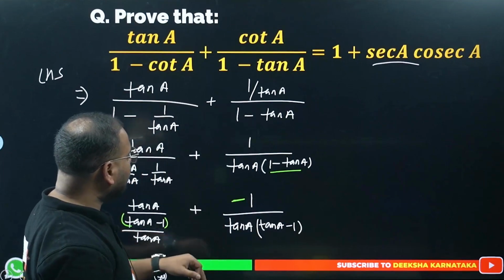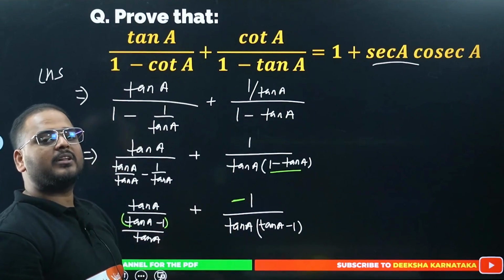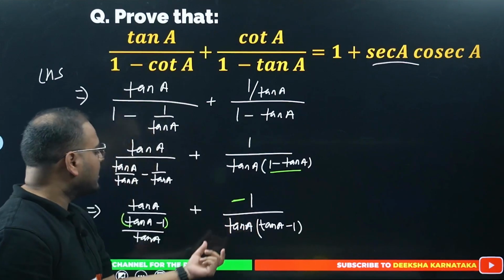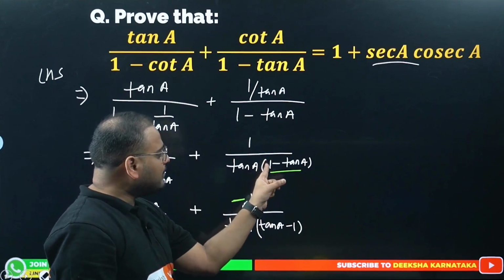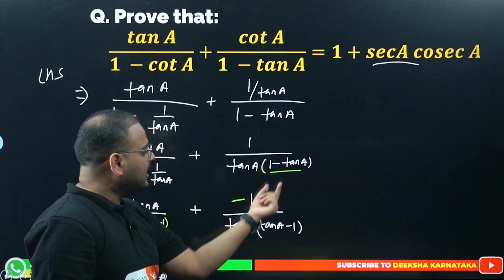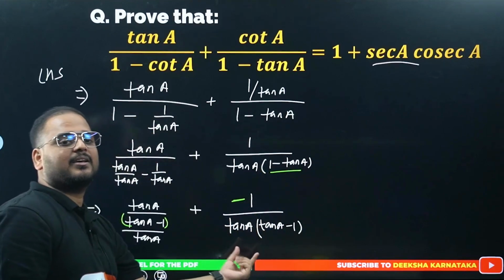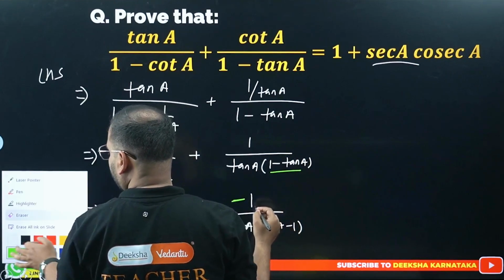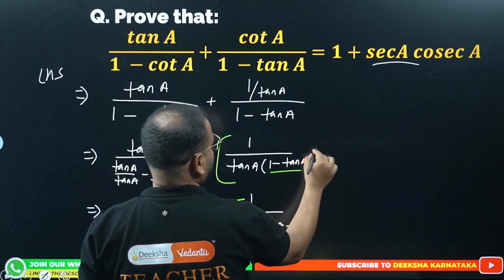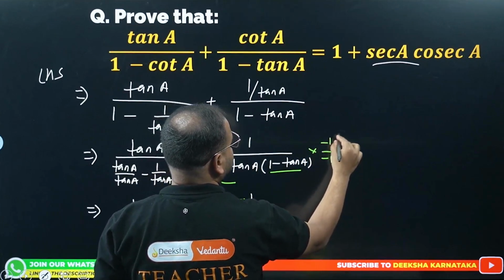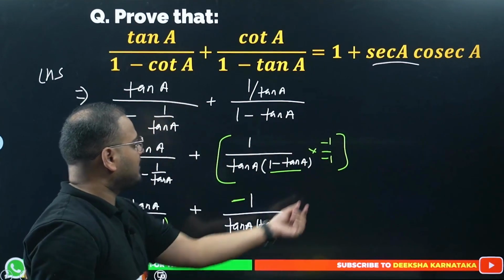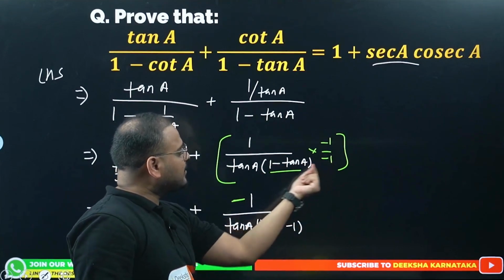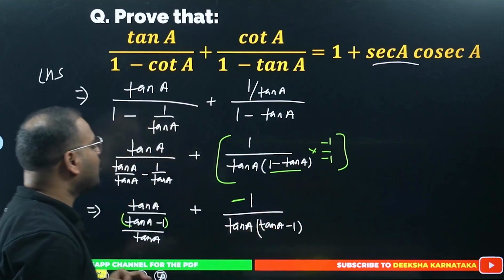So what we have done is multiplied both numerator and denominator with minus 1. If the numerator is multiplied by minus 1, tan A will be the same thing. 1 is positive, it will become minus 1. Tan A is negative, it will become plus tan A. Minus 1 into 1 is minus 1, and minus 1 into minus tan A is plus tan A. I hope this is clear.